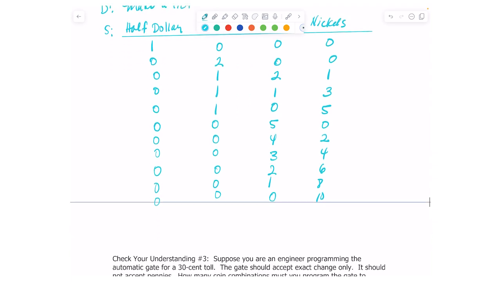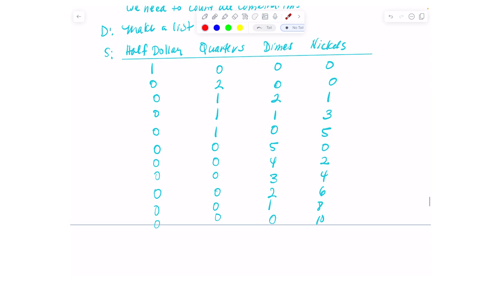So how many different combinations is that? We've got 1, 2, 3, 4, 5, 6, 7, 8, 9, 10, 11. So there's 11 combinations that would add up to 50 cents.